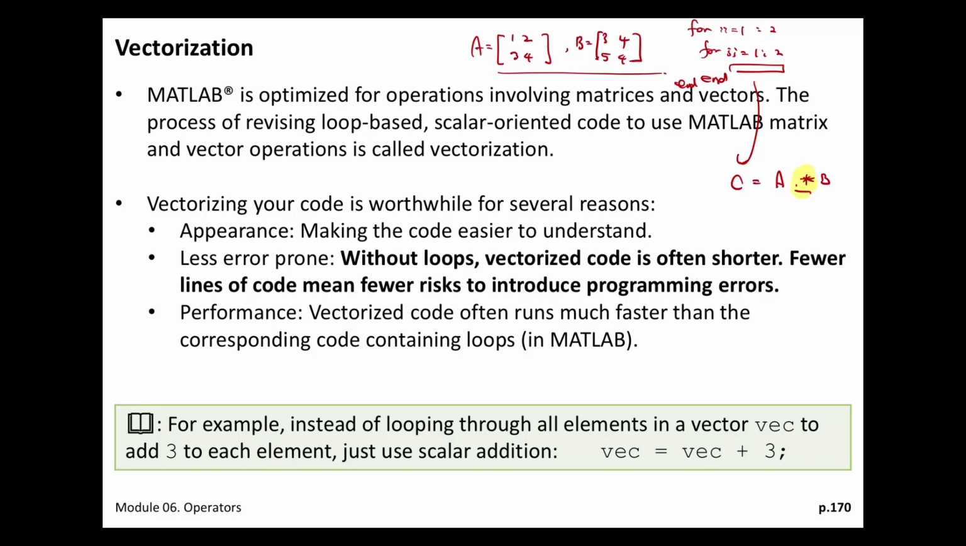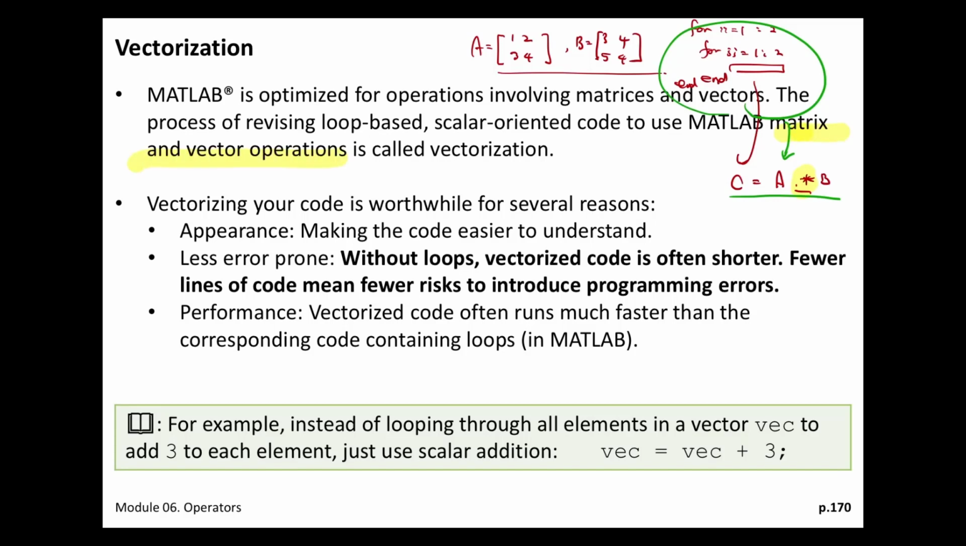In this case, this dot multiplication operator supports matrix and matrix for the element-wise operation. The point is that these long lines of code can be shortened to this simple one line. That is the beauty of the operator. That is vectorization. Vectorization is to revise the loop and scalar-based code into code that involves vector and matrix operations.